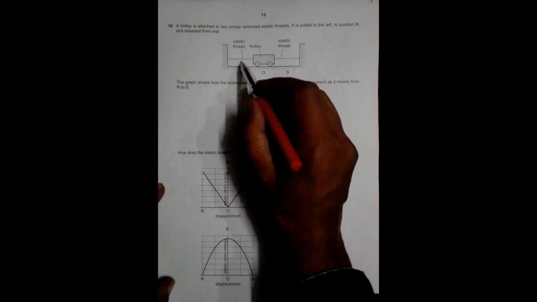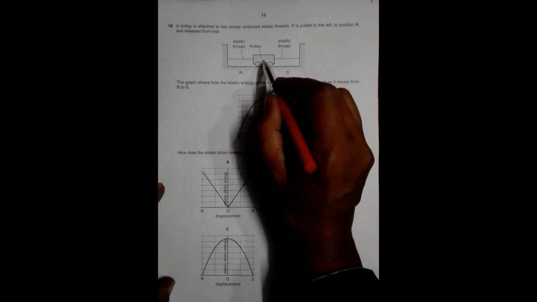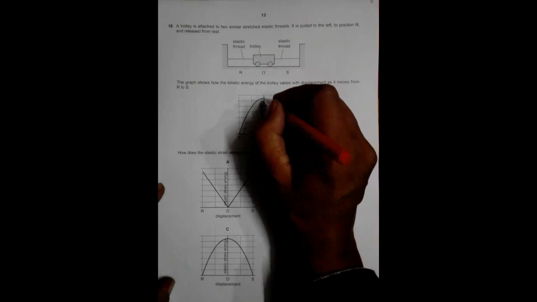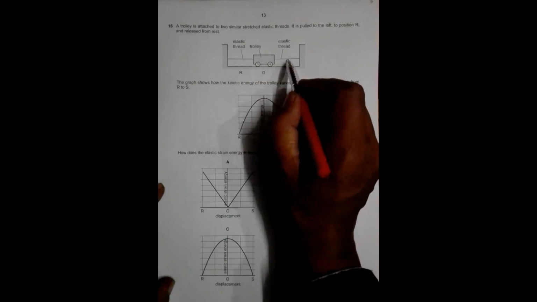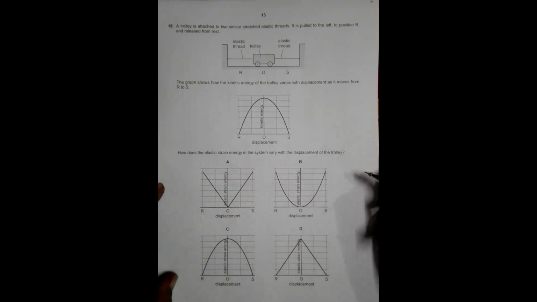So here at R it is at rest, so that's why the KE is 0, and it goes from here to here. At the midpoint the velocity will be the highest, so the KE is also highest, and from here to here the velocity will be lowest or 0, so KE also is equal to 0. Now we have to find how the elastic strain energy in the system varies with the displacement of the trolley.